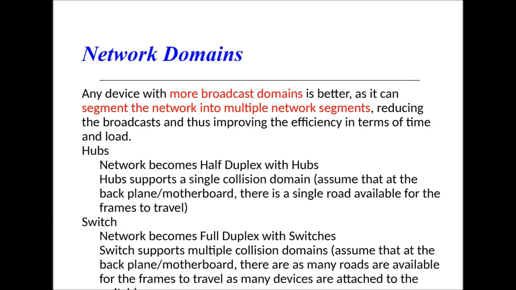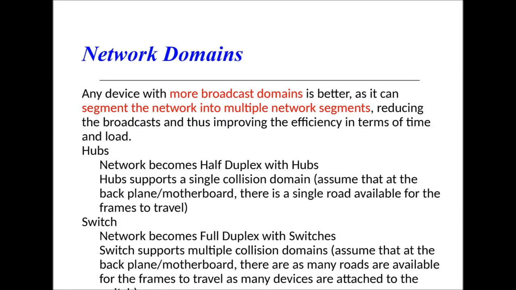Second point, hubs support a single collision domain. Assume that at the backplane or motherboard there is a single route available for the frame to travel. So a single collision domain means there is no other path. If the data is transmitting towards one side and from the other side data appears, then the data will collide.